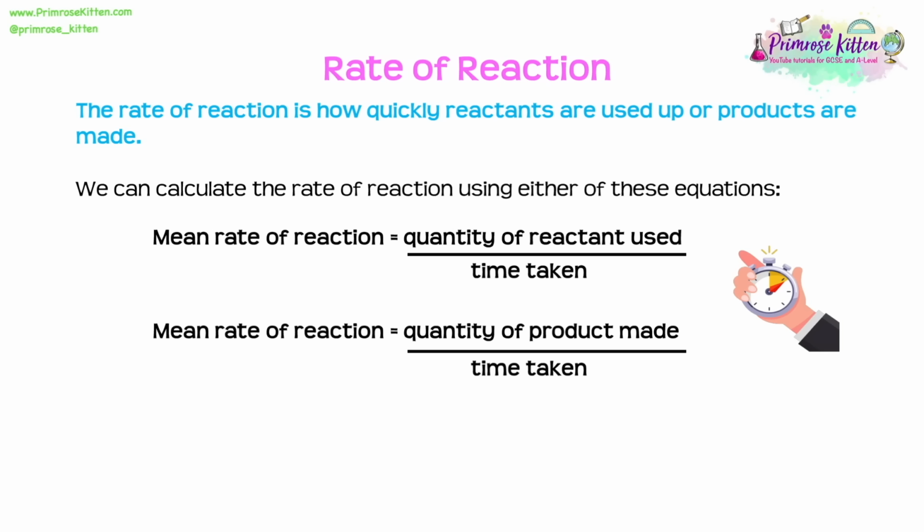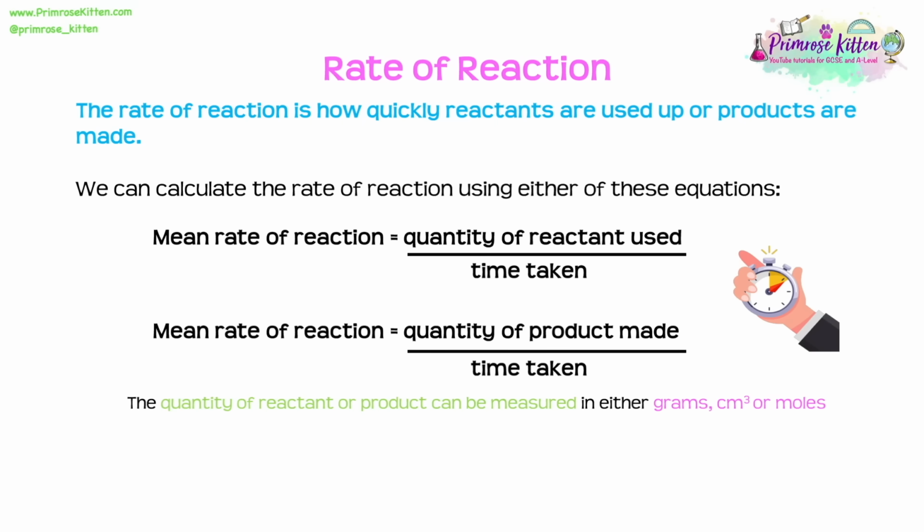The rate of reaction tells us how quickly reactants are used up or products are made. Now we can calculate the rate of that reaction using one of two equations. We can say that the mean rate of reaction is equal to the quantity of reactant used divided by the time taken. Or alternatively, if instead of measuring the amount of reactant used we're using the quantity of product made, we can say that the mean rate of reaction equals the quantity of product made divided by time taken.